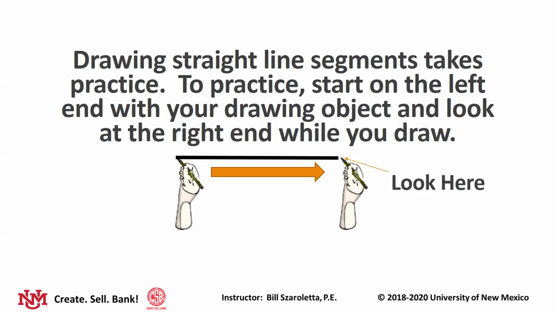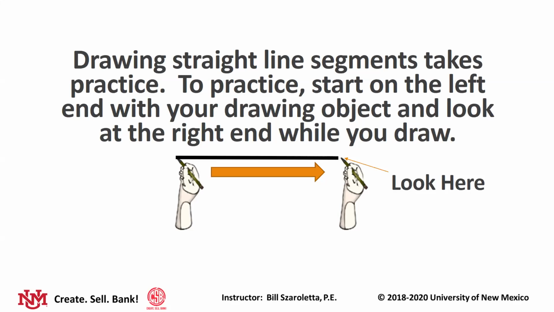And to practice, you start on the left end with your drawing object, whether it's a pencil, a pen, a crayon, a piece of chalk, or a marker. I suppose there's others. Set it down, and instead of looking where your marker is or the point, look to the right where you're actually going and draw to that. Now, at first, it's going to be a squiggly line. Try it again. Keep looking where you're going.